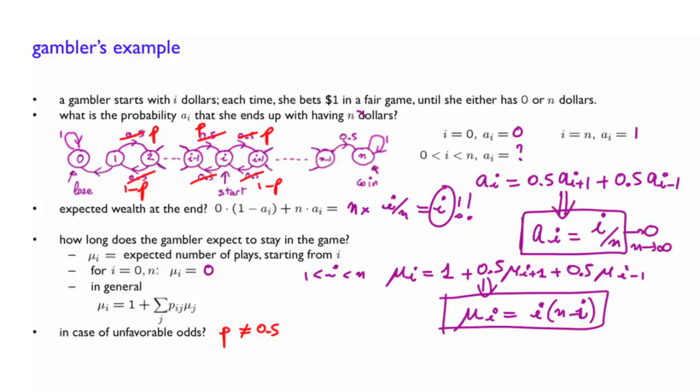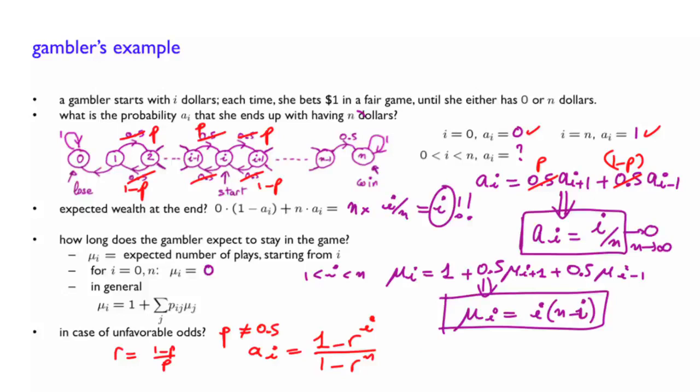Well, for the probability A of I, you still have 0 here, you still have 1 here. The formula that you would write here, instead of writing it this way, you start from here with the probability P, you end up here, and with the probability 1 minus P, you end up there. And the expression that you get for A of I, if you define R to be 1 minus P over P, you will see that A of I is going to be 1 minus R to the power I over 1 minus R to the power n.